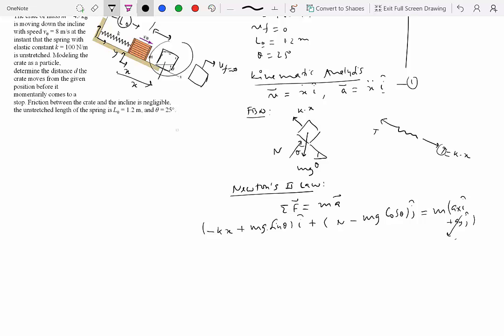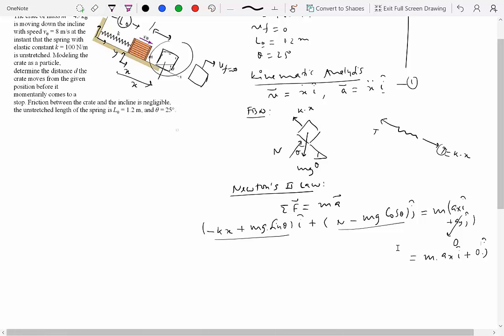That means that ay is really 0, right? So all we have on the right hand side is m times ax i hat. And on the left hand side, we have an x direction component and a y direction component. Since there is nothing on the right hand side which is a coefficient of j hat, we can write this as 0 times j hat. And that means that this quantity is really equal to 0.